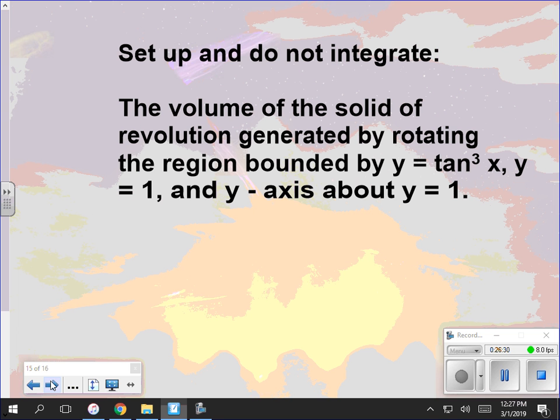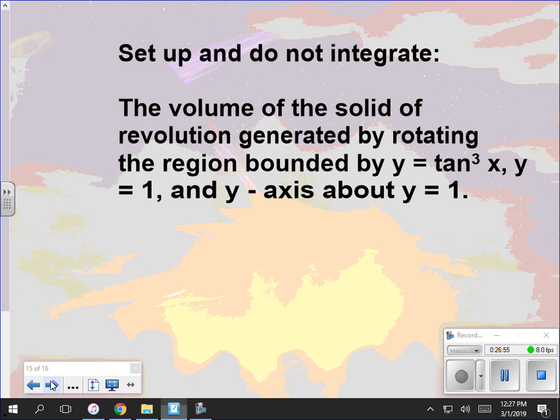Y equals the tangent cubed looks an awful lot like y equals the tangent of x. In fact, the only difference between tangent cubed and tangent, as far as graphs go, is that the tangent cubed is a little flatter at the beginning and near the x-axis. So it's a little flatter and then goes up sharp, rather than going up sharp to begin with. So it looks an awful lot like it.